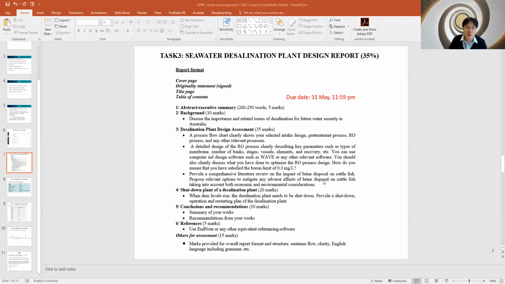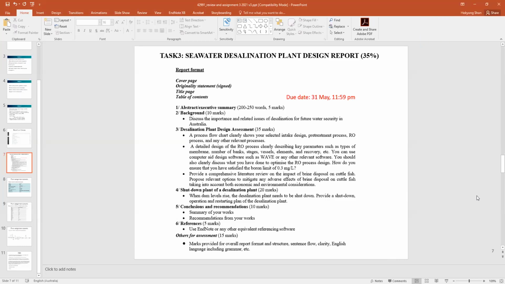Also provide how you can minimize the impact of the brine disposal on cuttlefish in Botany Bay, so that you will have a better idea of the environmental and the economic impact of your brine treatment, and then the shutdown plan of your desalination plant and restart. So how you can restart and then shut down. So that's your next target. And conclusion, reference, and the other assessment. So you are very familiar with this one, right?